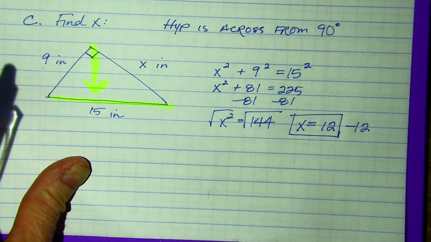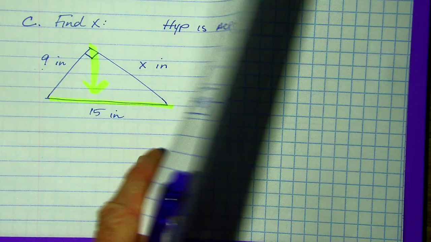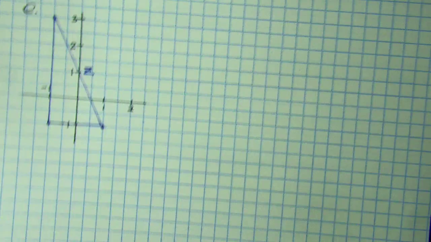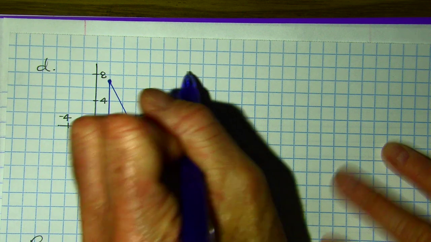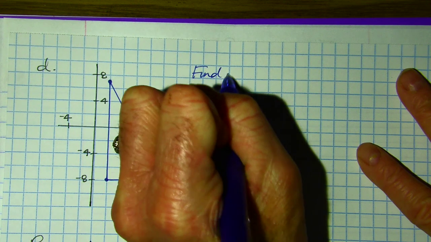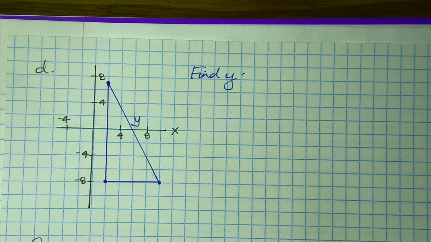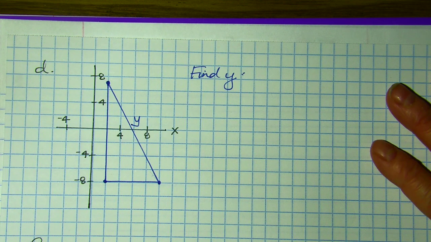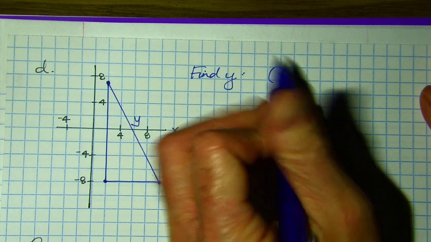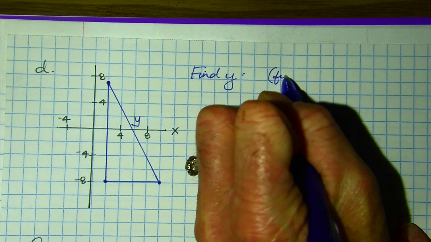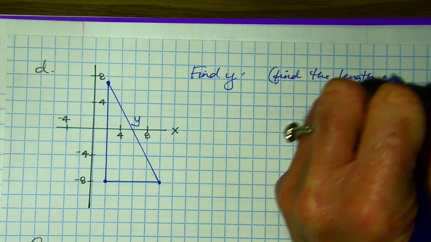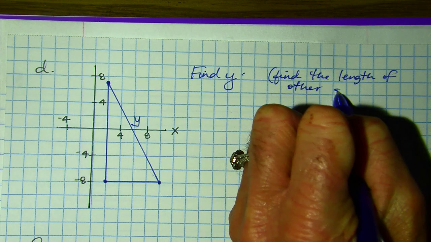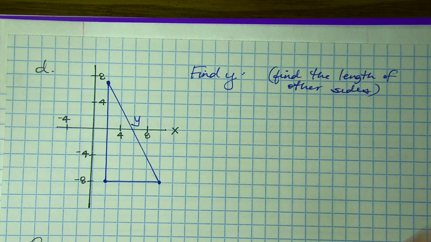Okay, the next two, we're going to use this exact formula, but they already graphed the triangles for us. So we're looking at a picture of a triangle on a grid, and for part D they want us to find y. It should look exactly like your book. So in order to do that, I need to find the length of our two legs. And this is just like the one on your test.